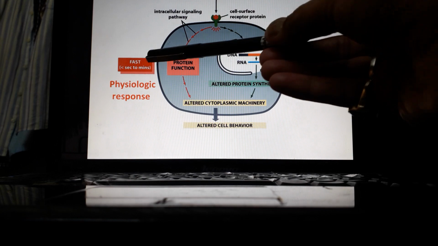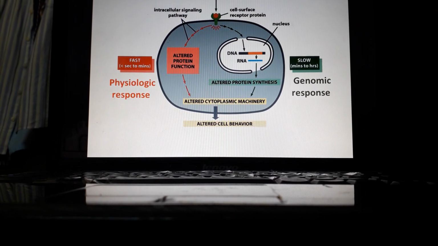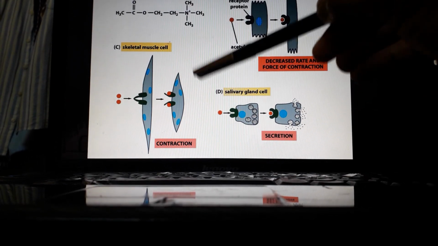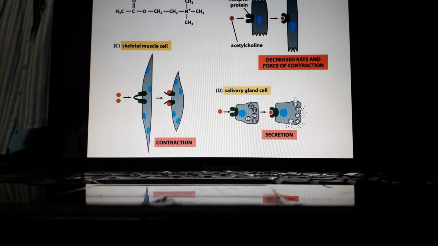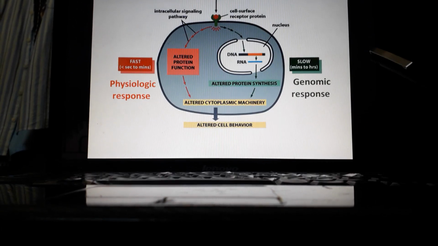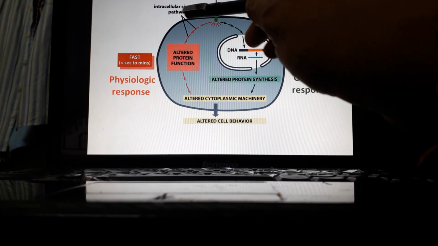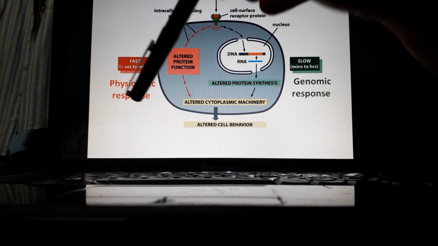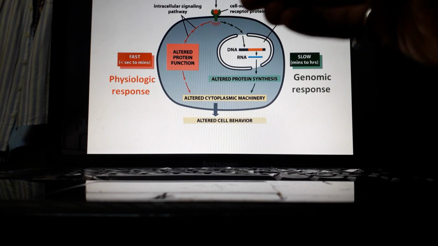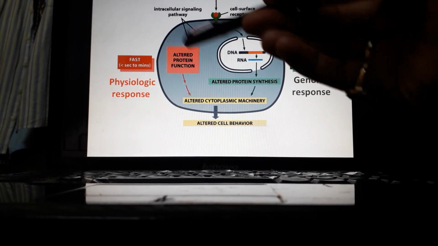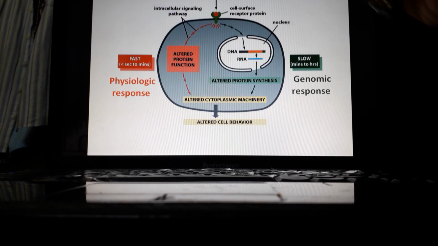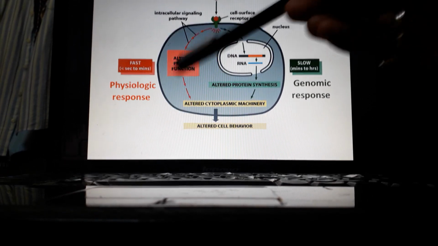So, in physiologic response, such as change in cell shape or change in contraction rate, let us take the example of salivary gland secretion, or the example of decreased rate of contraction. All these are very immediate responses, and they are elicited mainly by changing the protein functionality. This change in protein functionality occurs by post translational modification, either by phosphorylation or dephosphorylation or by altering different kinds of molecular switches, which elicits a direct change in cellular behavior, either by opening of an ion channel, or change in cell shape, or secreting something, or taking up something. All these are very fast and instantaneous responses.